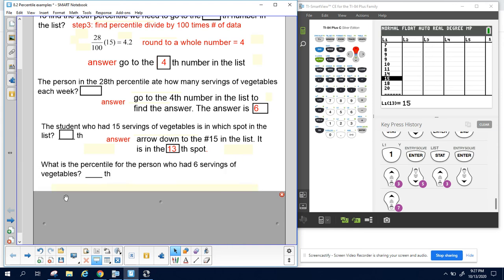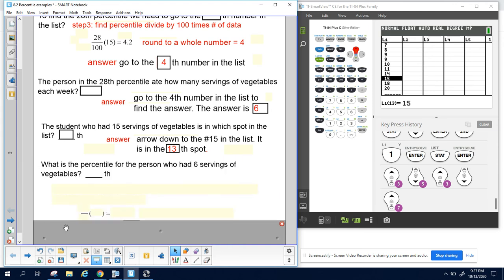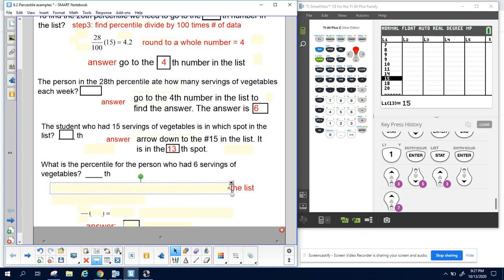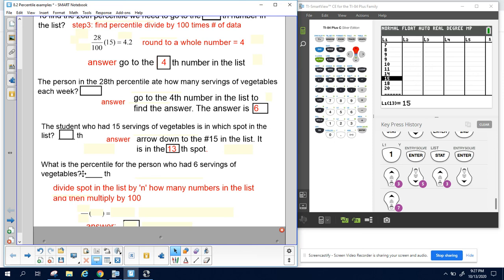All right, last piece of the puzzle. What is the percentile for the person who had the 15 servings of vegetables each week? We already know that it's in the 13th spot. The steps are: figure out what spot it is in the list, divide that number by n, how many numbers are in the list itself, and after that, we're going to multiply by 100 to get the percentile.